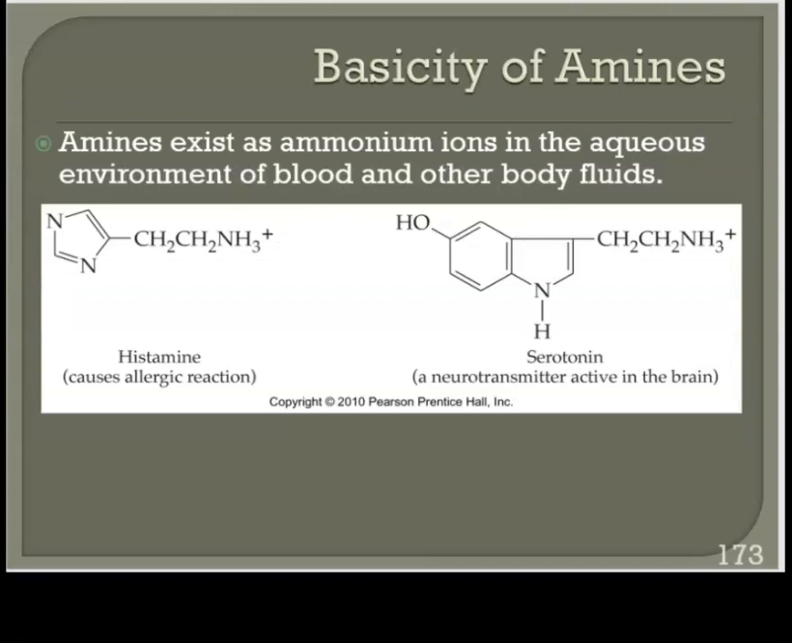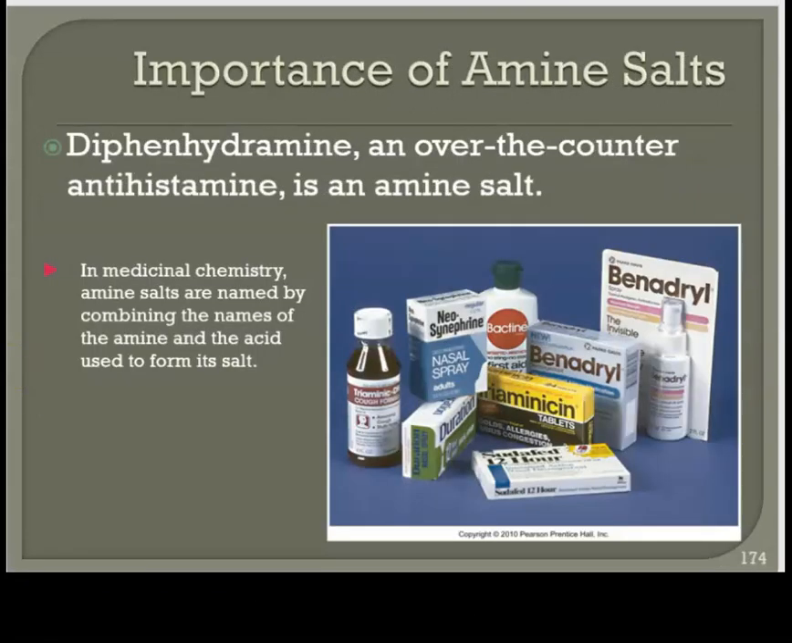So amines, generally positively charged amine groups that are formed by the addition of an acid, are called ammonium ions. And so these amines generally exist as ammonium ions in the aqueous environment, in the blood and other bodily fluids, because otherwise they're not as soluble in water. So histamine is this positively charged group here. Serotonin is a neurotransmitter, generally with positively charged ammonium ions. And these are really important.